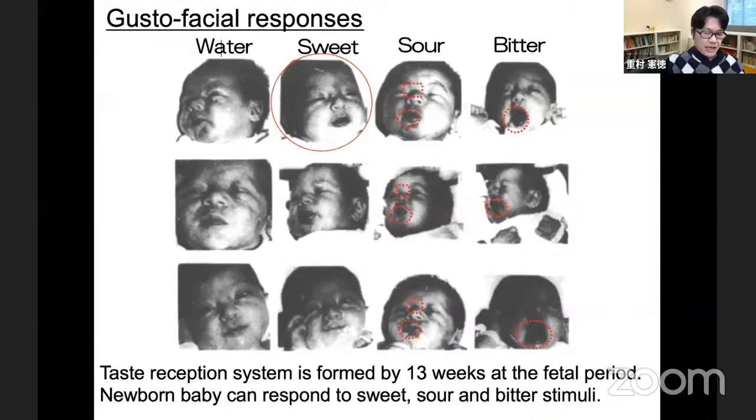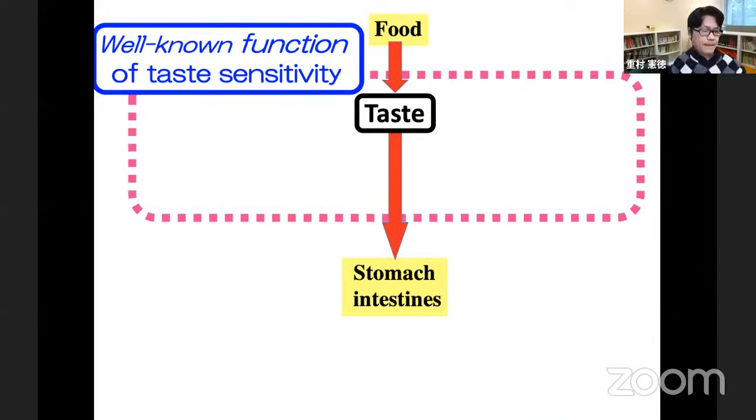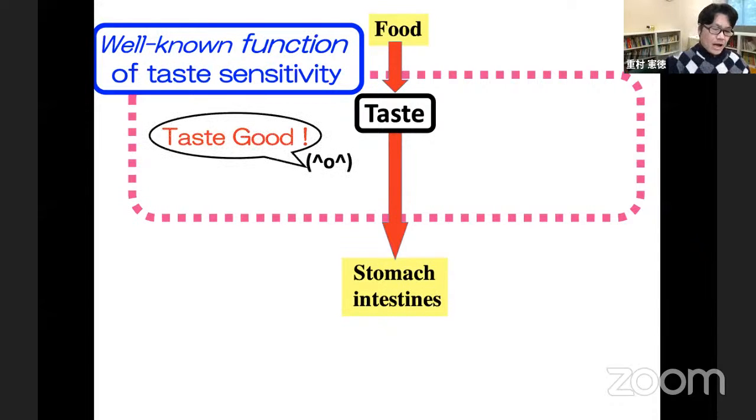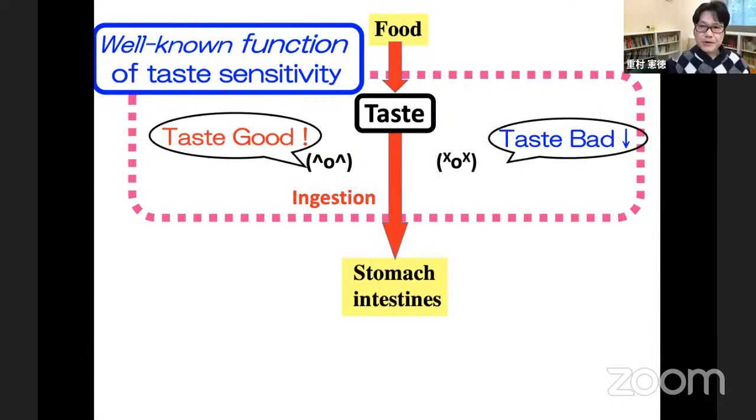Babies start to drink their mother's milk from when they are born. At that moment, they are trying to determine if it's possible to drink the milk by using their taste sensitivity. From this, you can see that taste is a very important sense for surviving. To summarize the taste function so far, when we eat food, if it tastes good, we will take it. But if it tastes bad, we will avoid eating.